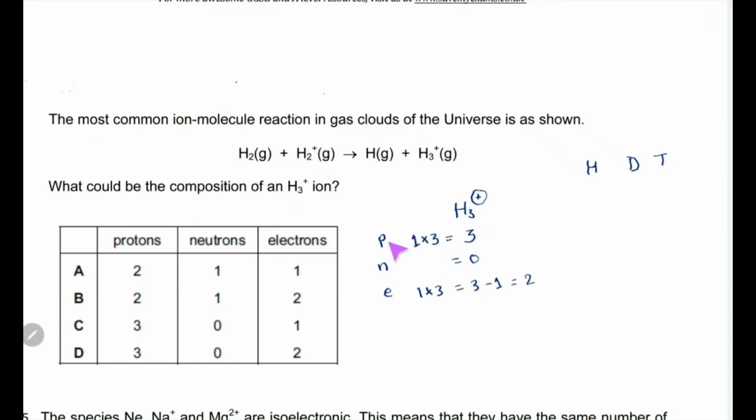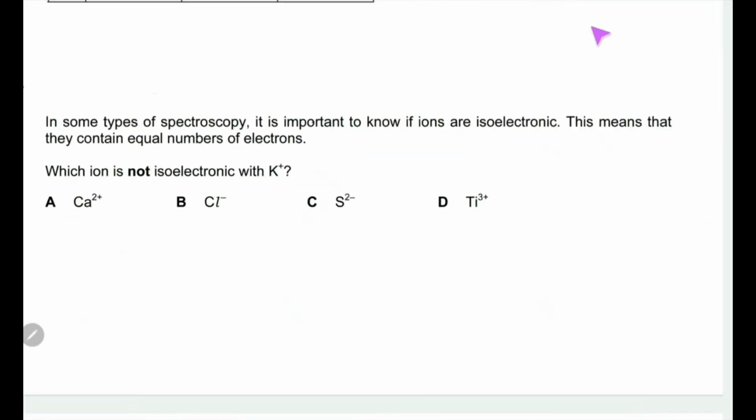So our choice should be protons 3. In choice C, there are 3 protons. In choice D, there are 3 protons. Neutrons has to be 0. So for neutrons, in choice C, 0 neutrons. In choice D, 0 neutrons. And for electrons, we have 2. So over here, this is choice B and choice D. So the correct choice is choice D: 3 protons, 0 neutrons, and 2 electrons.